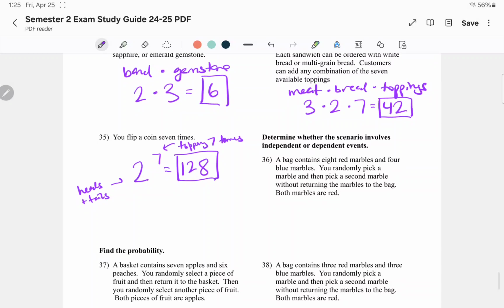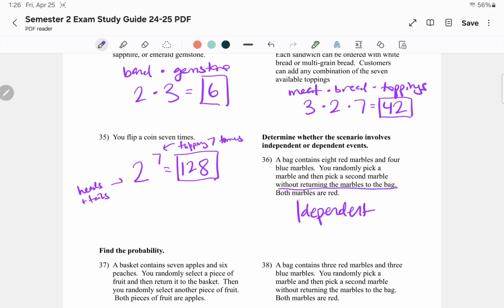For number 36, we're determining whether it is independent or dependent. A bag contains 8 red marbles and 4 blue marbles. You randomly pick a marble and then pick the second marble without returning it to the bag, okay? If you're not returning it to the bag, that means the outcomes are changing. Independent means the outcomes are not changing. Dependent means outcomes are changing, right? If you don't return it, that means the events are changing, so that would make it dependent.